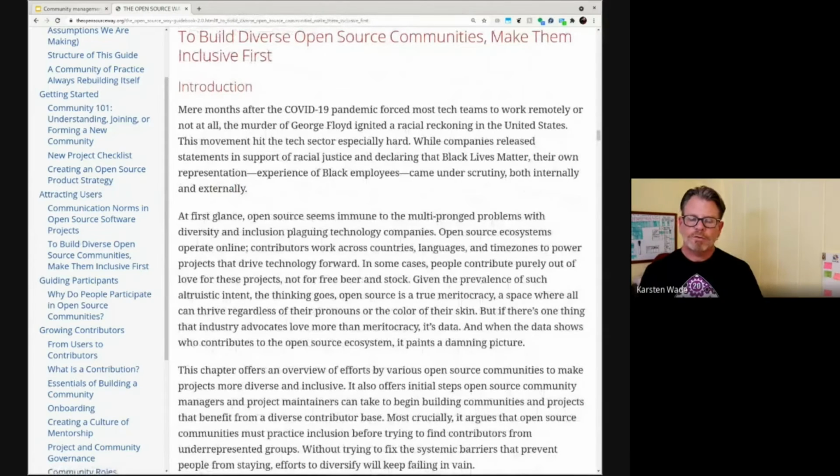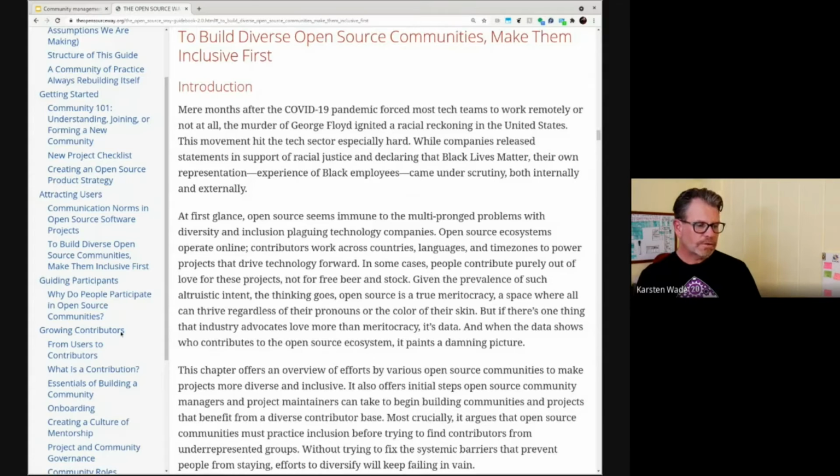So next we get to a chapter on building diverse open source communities, and it explains why and how to focus on inclusivity as the first step of increasing the diversity of your community. This chapter offers an overview of efforts by various open source communities to make projects more diverse and inclusive. It also offers initial steps open source community managers and project maintainers can take to begin building communities and projects that benefit from a diverse contributor base.